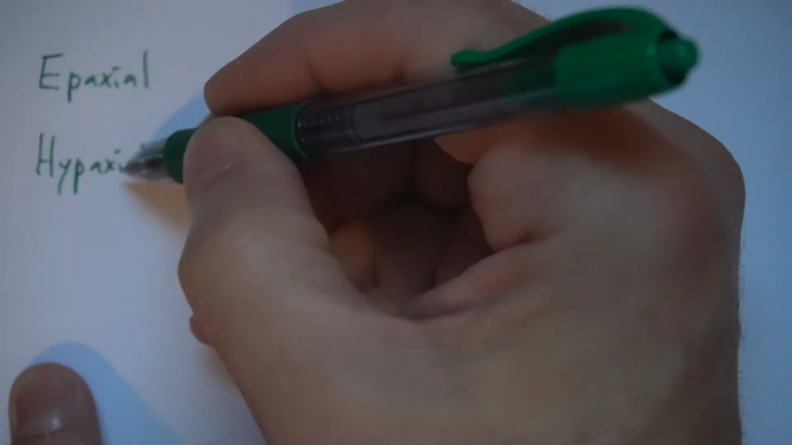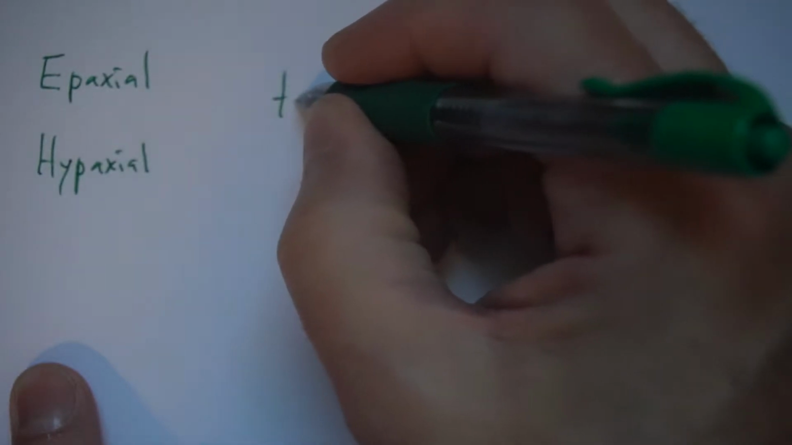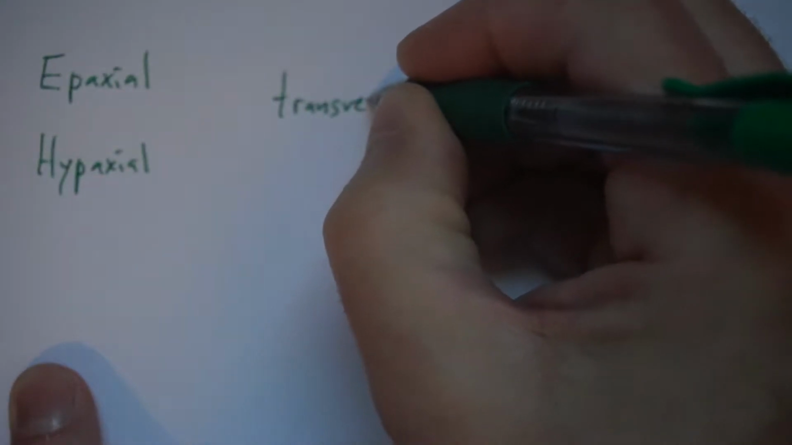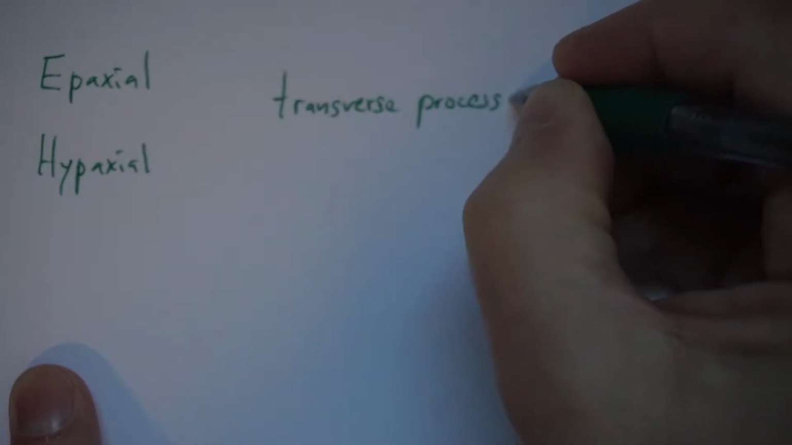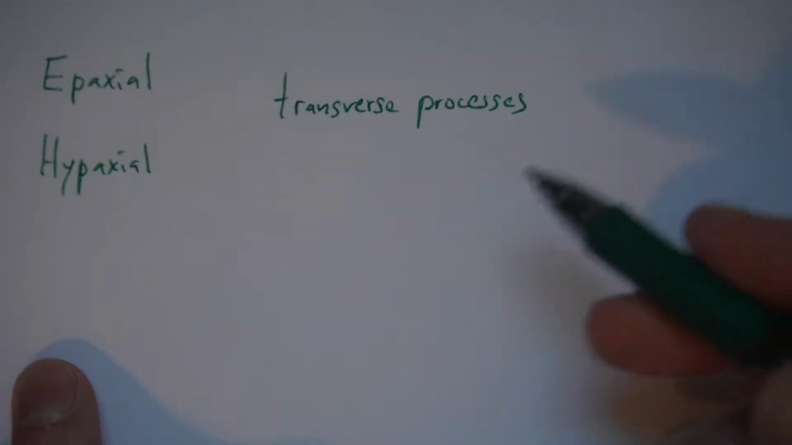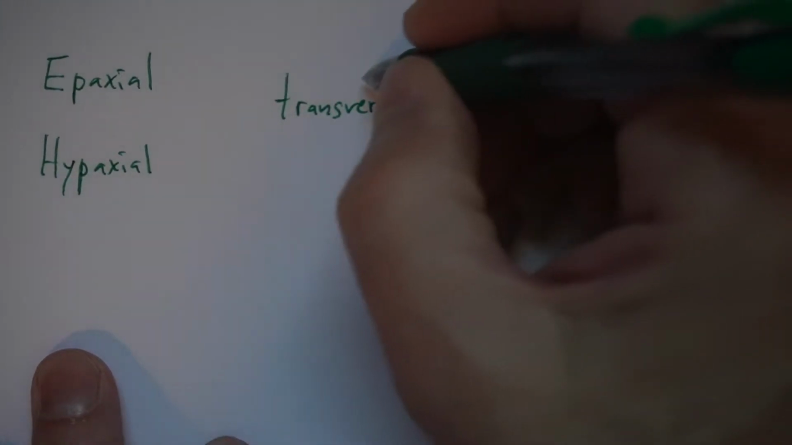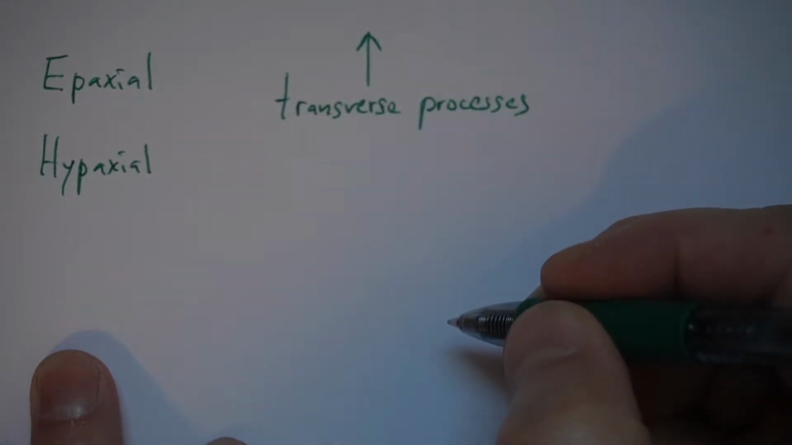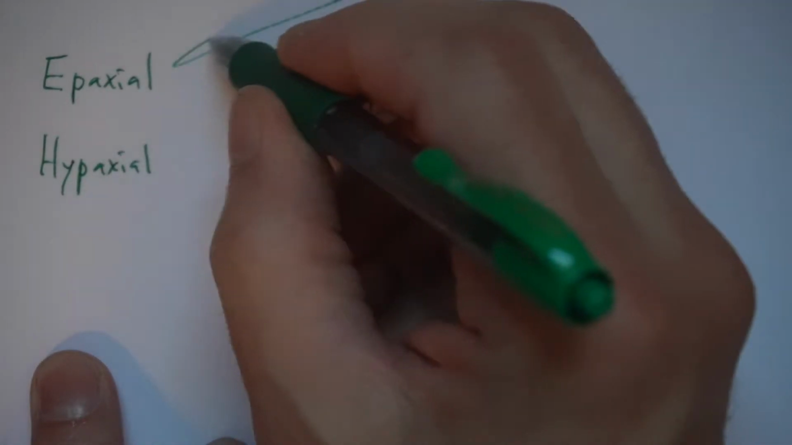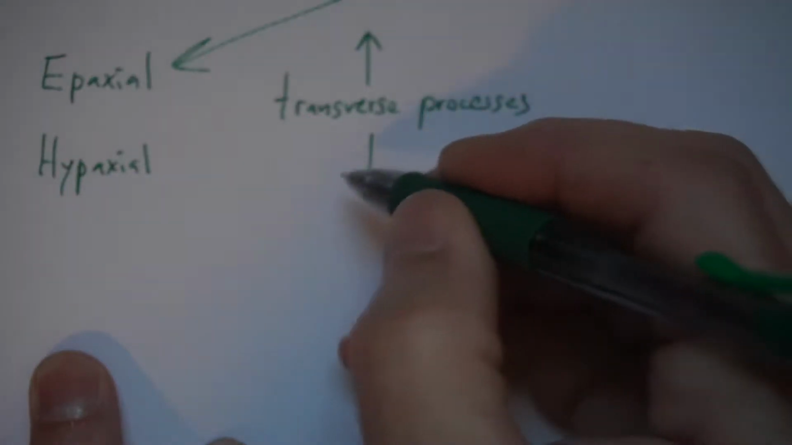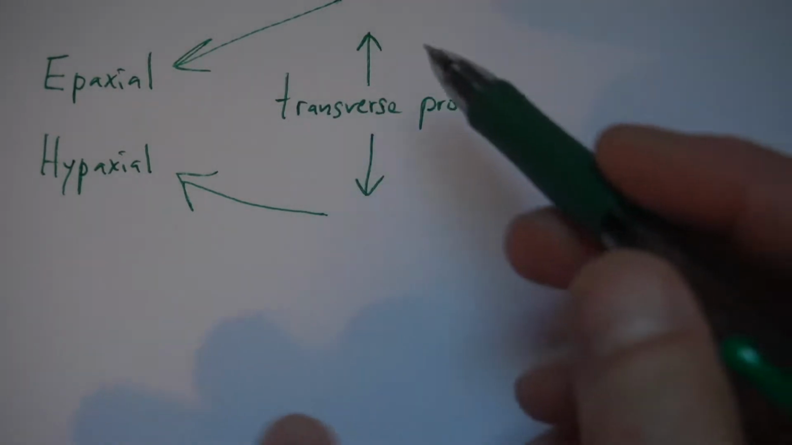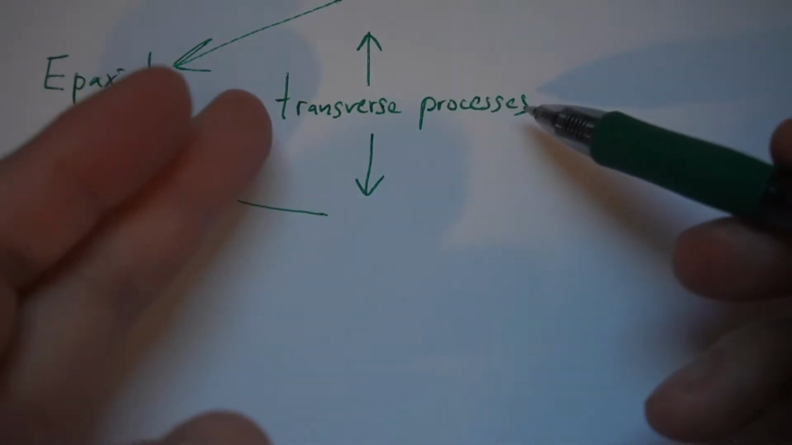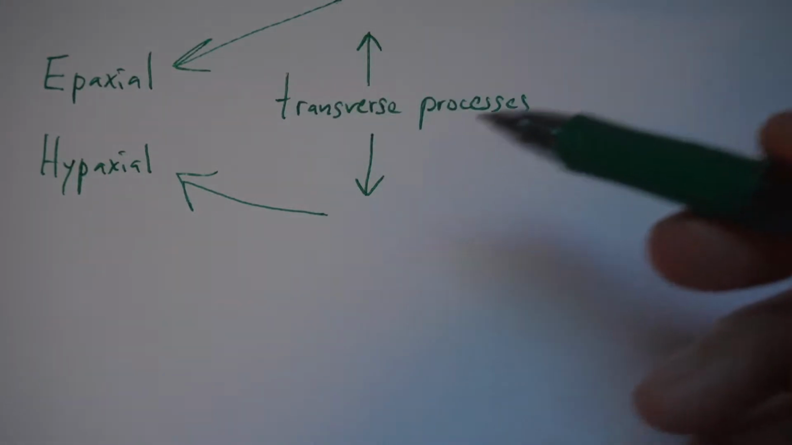And what we are referring to is above the axis, or upon the axis, and below the axis. We are using the transverse processes of the vertebra as our point of reference. So anything above the transverse process is epaxial. Anything below the transverse processes will be called hypaxial. So that axis is running right down those vertebrae, above and below. Essentially, the halfway point is how we're going to divide this.